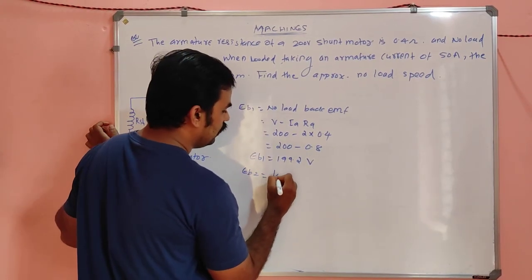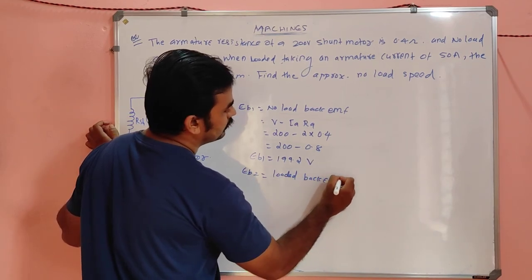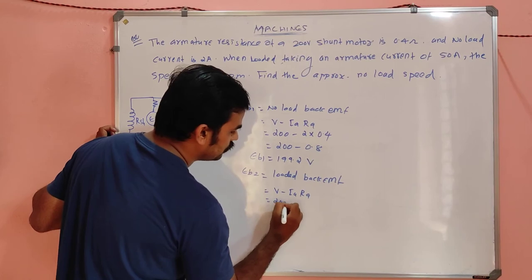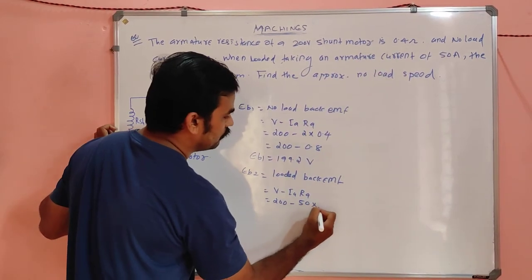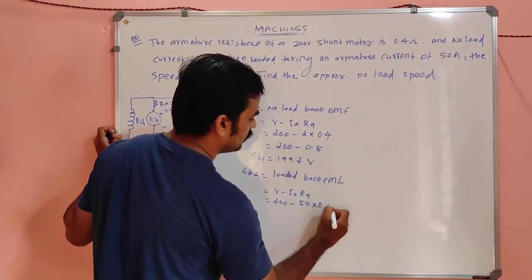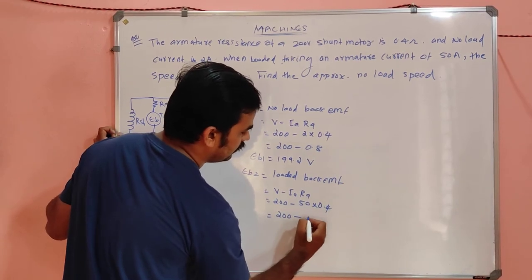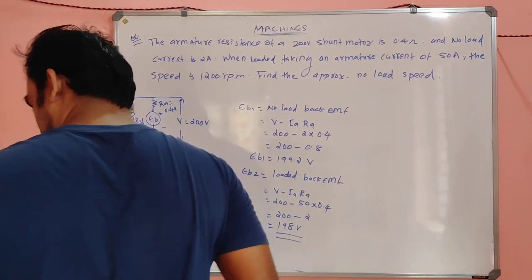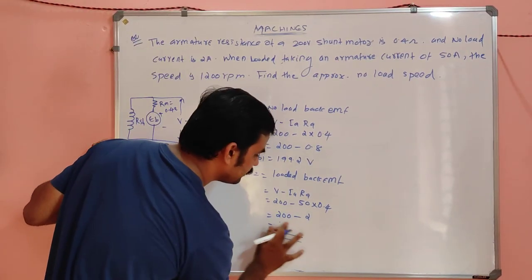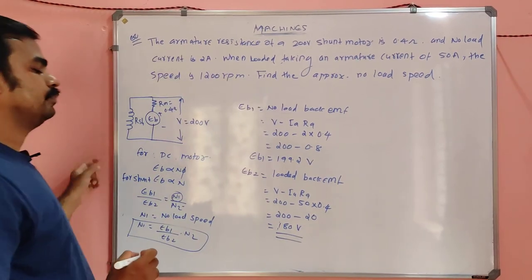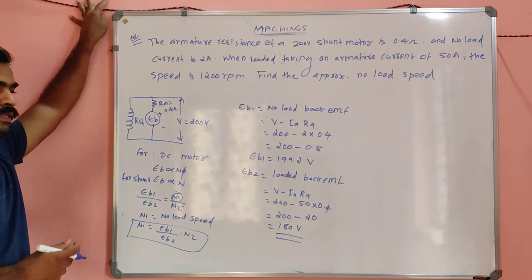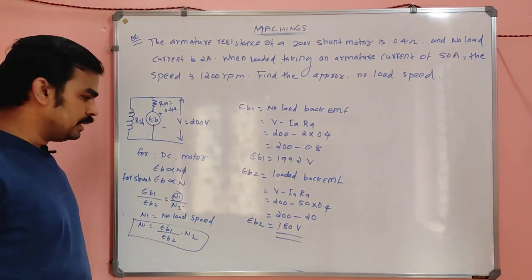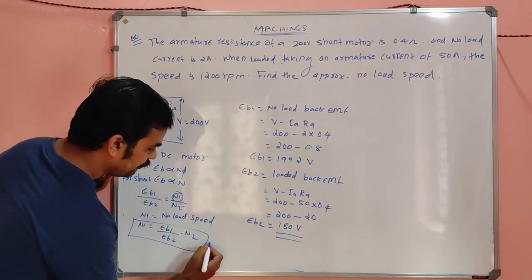And what is EB2, my dear? It is the loaded back EMF, again V minus IA RA. V has not changed, 200 minus IA, which changed to 50, into RA, 0.4. 50 into 0.4 is 20. So EB2 is 200 minus 20, which is 180 volt. Now you have the values of EB1 and EB2. Simply substitute in this boxed equation, equation number 1.